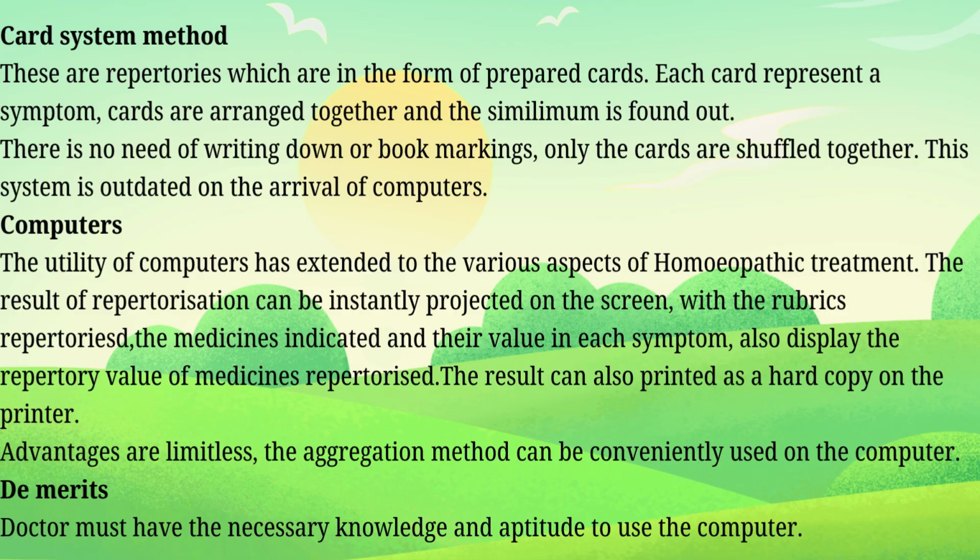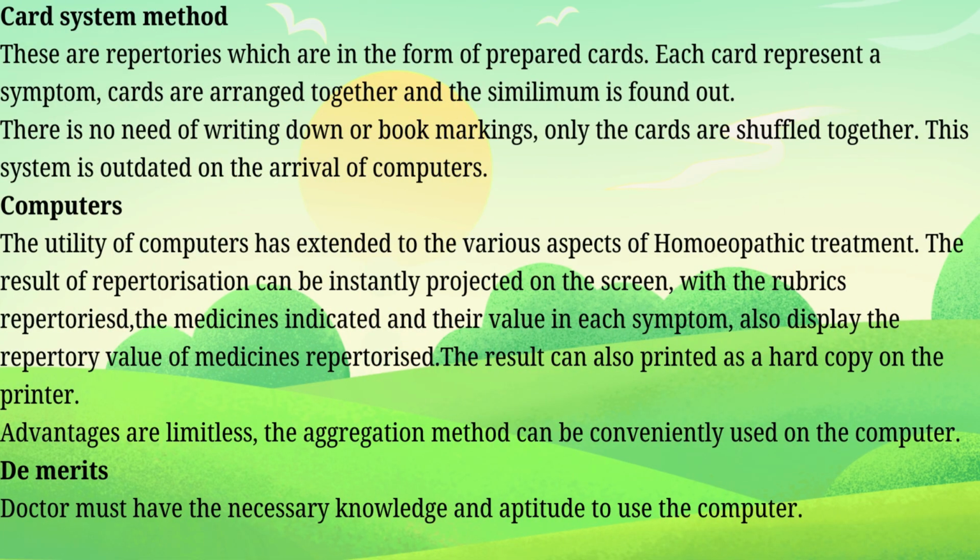Computers. The utility of computers has extended to the various aspects of homeopathic treatment. The result of repertorization can be instantly projected on the screen, with the rubrics repertorized, the medicines indicated and their value in each symptom, and also display the repertory value of medicines repertorized. The result can also be printed as a hard copy on the printer. Advantages are limitless. The aggregation method can be conveniently used on the computer. Demerits: the doctor must have the necessary knowledge and aptitude to use the computer.